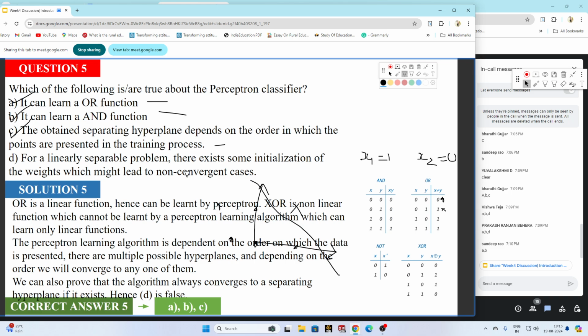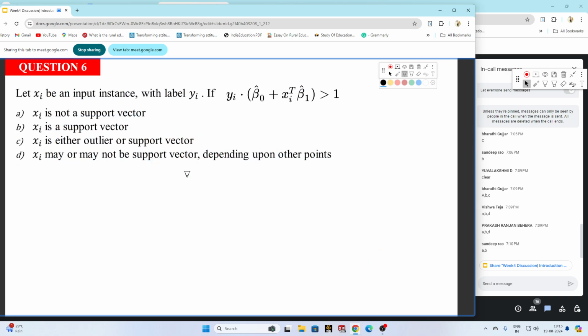Okay, so this is the thing. Let's move on to the next one. Let xi be the input instance with label yi. If yi times w transpose x, that is beta naught plus w transpose x, is greater than 1, then what is xi? Xi is not a support vector, xi is a support vector, xi is either an outlier or a support vector, or xi may or may not be a support vector depending on other points.